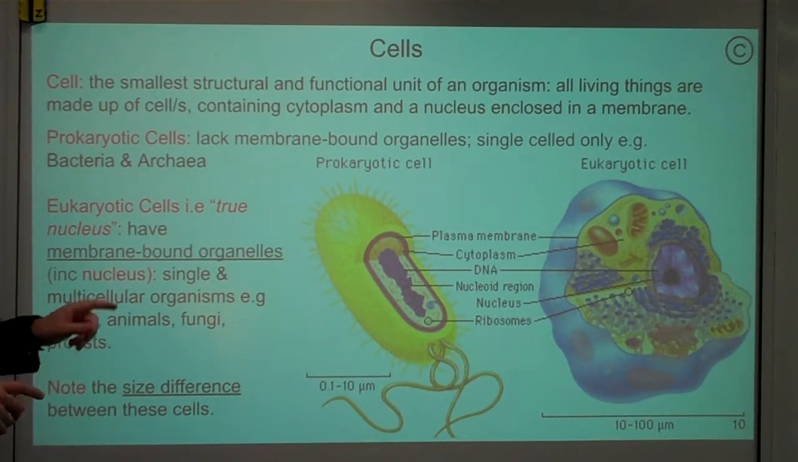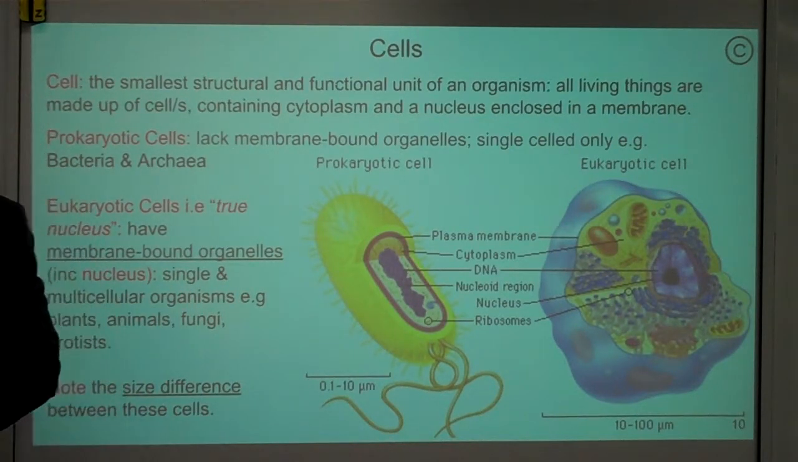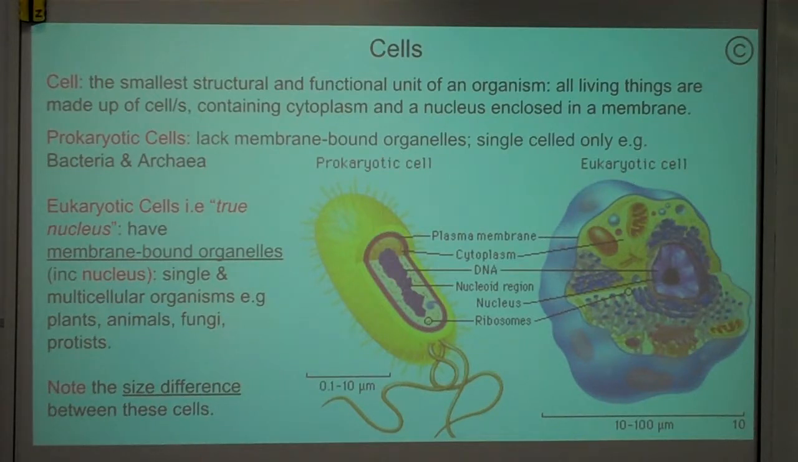Whereas eukaryotic cells, it does mean true nucleus, and they have organelles in them. And you need to know a few of those organelles. And the eukaryotic cells are significantly larger. So that's a key difference between them.